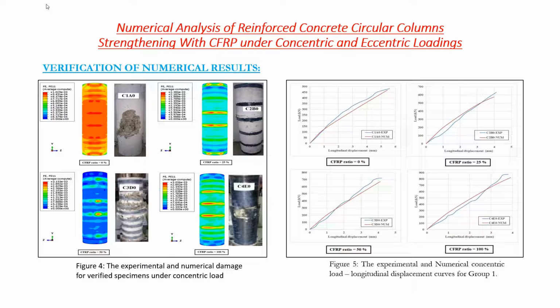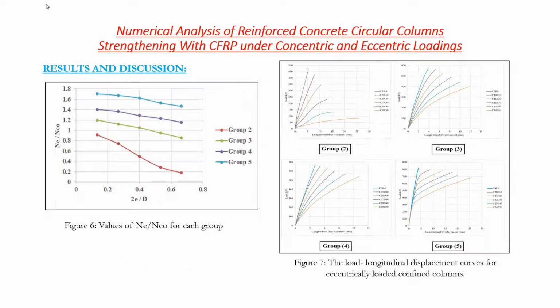In Figure 4 and Figure 5, we can see the verification of the numerical model with those obtained from experimental data from the literature, in terms of failure mode and damage shape as shown in Figure 4, and in terms of the load versus longitudinal displacement. Both results show good agreement between the test result and the numerical. The results were expressed in different terms.